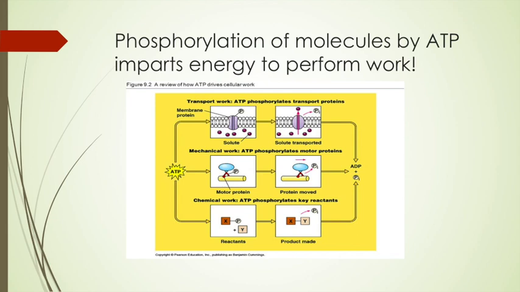In the uppermost, energy from ATP is used to transport a molecule across a cell membrane. In the middle example, we can see how the phosphorylation of motor proteins leads to movement. This is how the actin and myosin filaments in your muscles are powered by ATP. Finally, at the bottom, we see how phosphorylation by ATP can be used to power chemical reactions in a cell. In this case, a synthesis reaction.